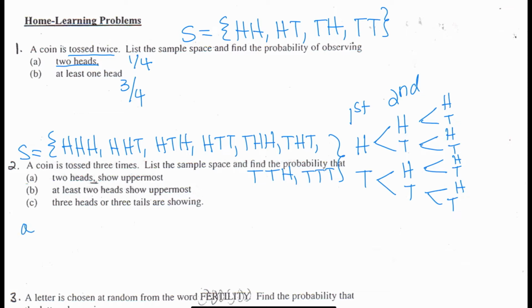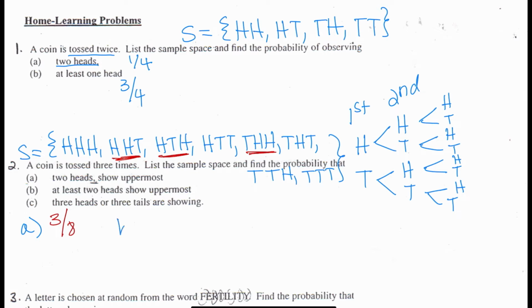So for part A, 2 heads showing uppermost is very redundant because when you flip a coin, of course, you're going to look at what landed at the top. Nobody lifts a coin to check to see what happened at the bottom. So that part of the question is very redundant. The probability that you get 2 heads, it has to be exactly 2 heads. So that's 1, 2, 3. So the answer is going to be 3 over 8.